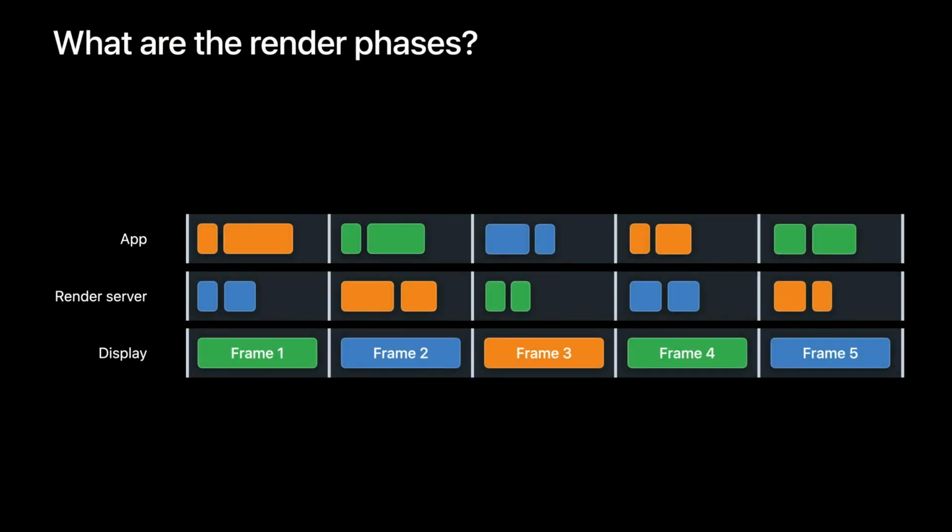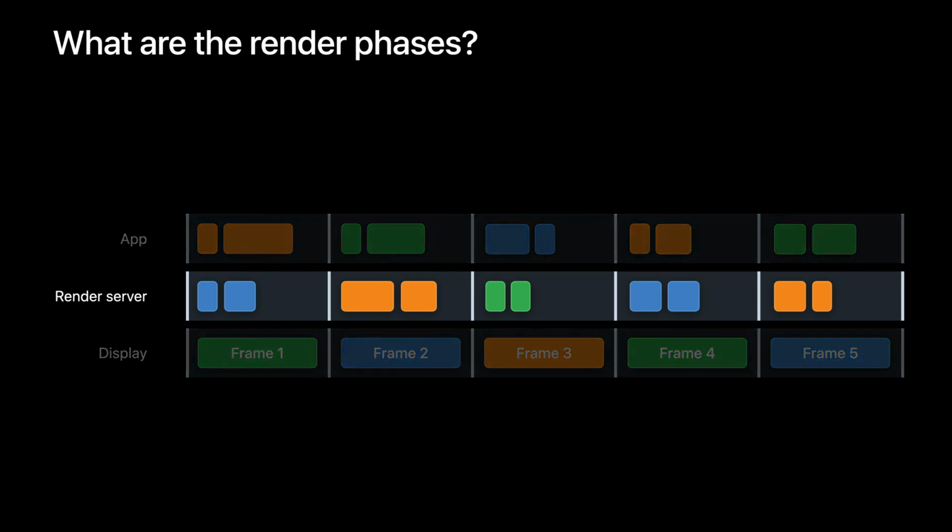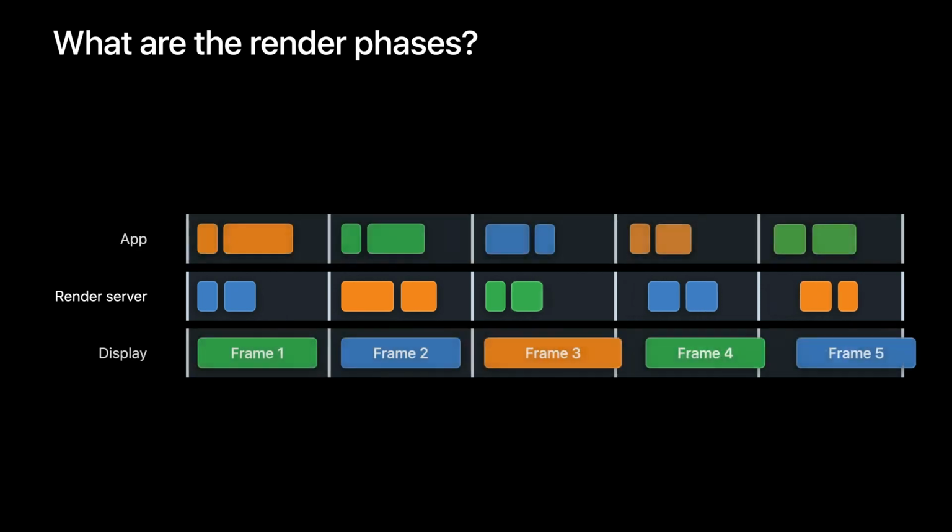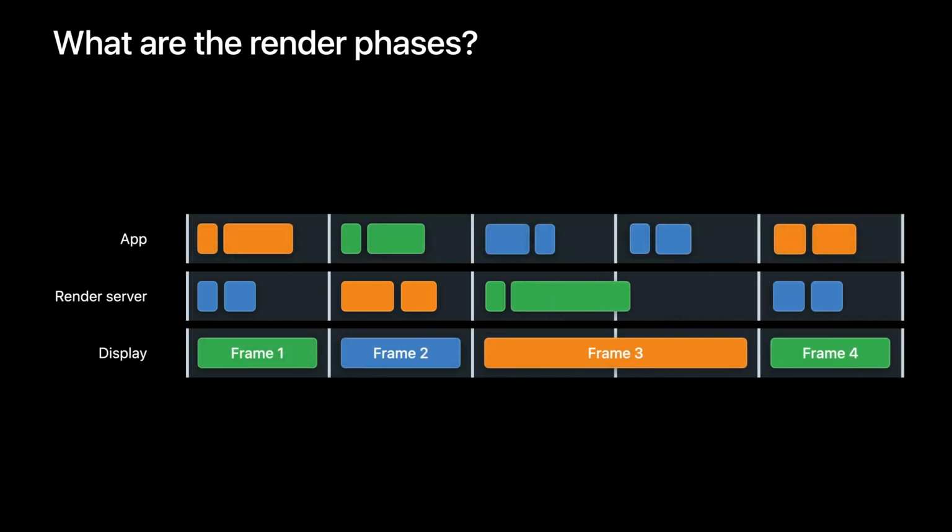During the commit phase, apps modify their UI and submit updated UI layer trees for processing. We call these submissions commits, and the render server is responsible for rendering commits for all foreground processes. If the work in the render server takes longer than one frame duration, it can hitch. Although the work happens outside the app's process, the rendering work is done on your app's behalf, so you are responsible for how long it takes to render your app's layer tree.